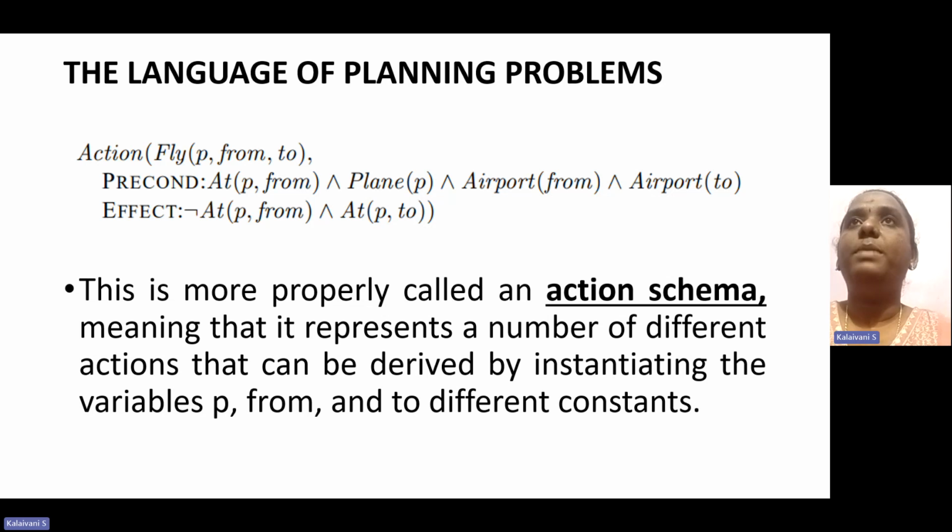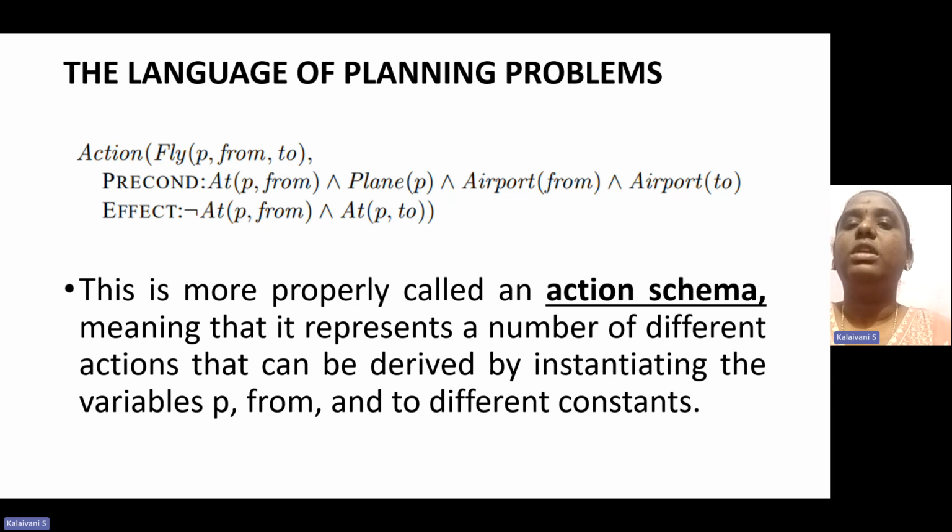The plane won't be present in the from place, which means it will be present in the to place. So negation of plane at from, and p should be present at the to airport. So negation p at from and p at to. So this is the simple example of an action schema.